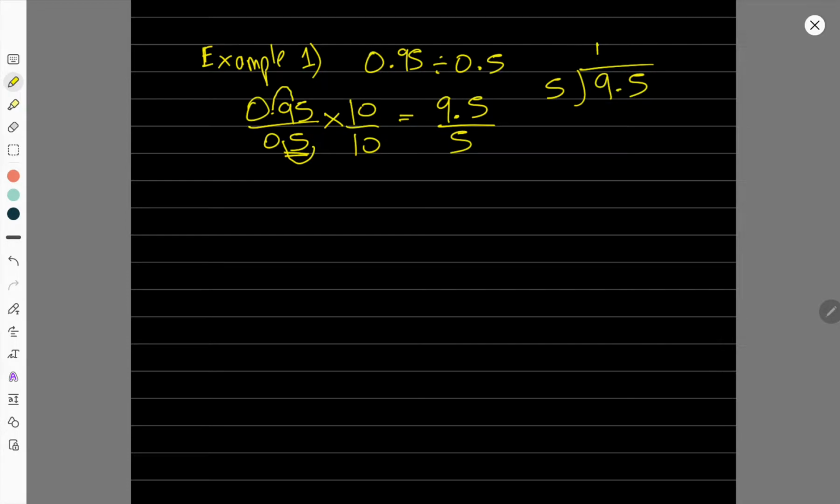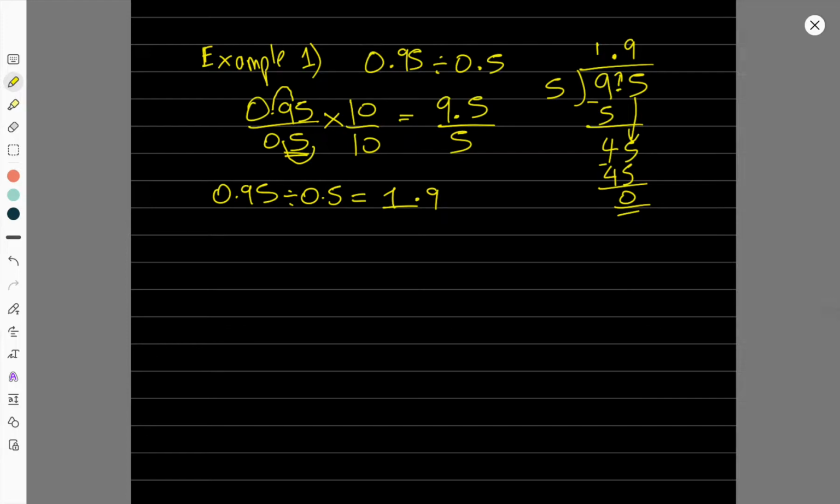So we have 9 times 1 is 5 minus 4, and here we have a decimal, so the decimal will go up here and this 5 will come down, right? So now 5 times 9 is 45 and our remainder is 0. Therefore 0.95 divided by 0.5 is equal to 1.9. All right, guys, this is example number 1.